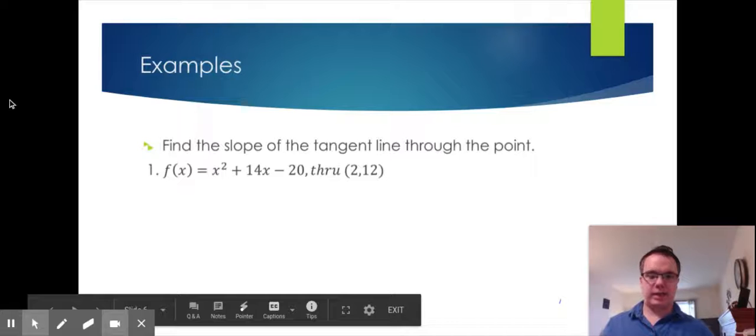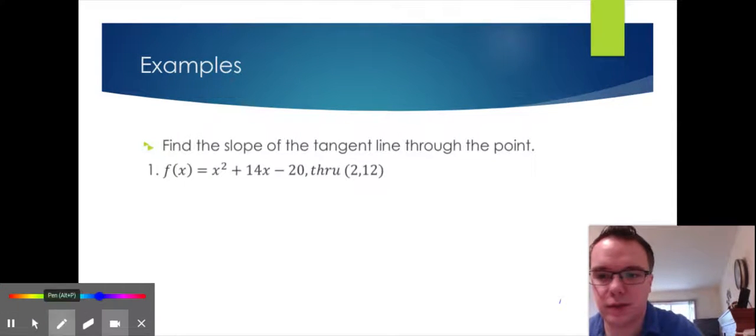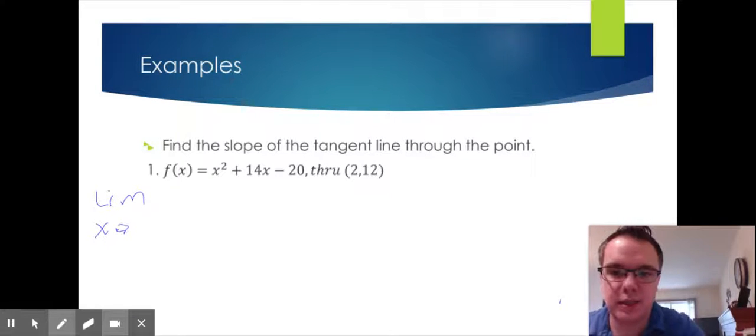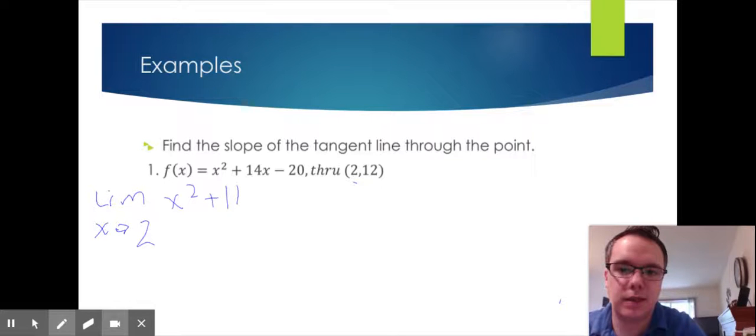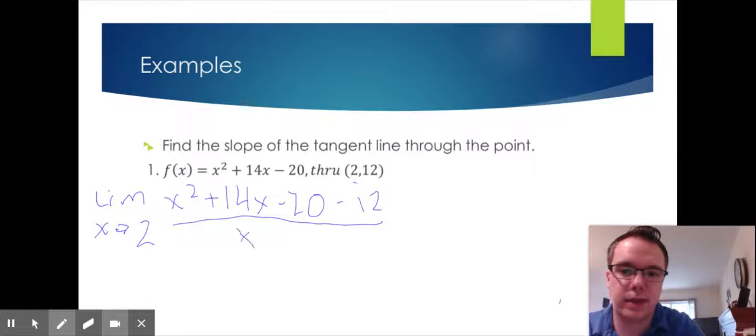All right, so here's our second example. We're going to find the slope of the tangent line through the point (2, 12) that is tangent to x squared plus 14x minus 20. So again, we're going to take the limit as x approaches our c. In this case, our c is 2. And on top, we're going to have our f of x, so x squared plus 14x minus 20, and then we're going to subtract away our f of c, in this case that is 12, and put it over x minus our c, so x minus 2.